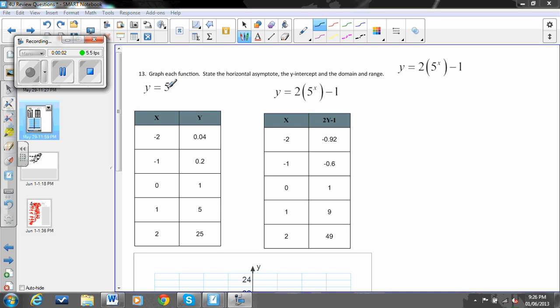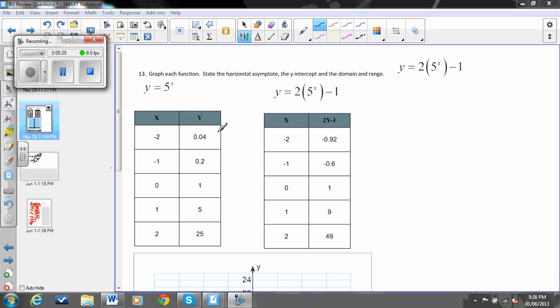If we want to graph y equals 2 times 5 to the x minus 1, we want to start by graphing y equals 5 to the x. Hopefully we all recognize this as an exponential equation, and we're going to set up a table of values. I'm going to choose integers between -2 and 2 for my x coordinates, and I'm going to plug those x values into my equation y equals 5 to the x to calculate the y coordinates.